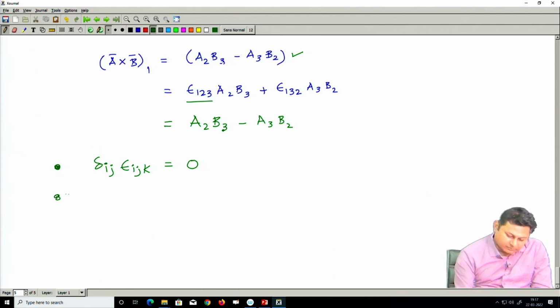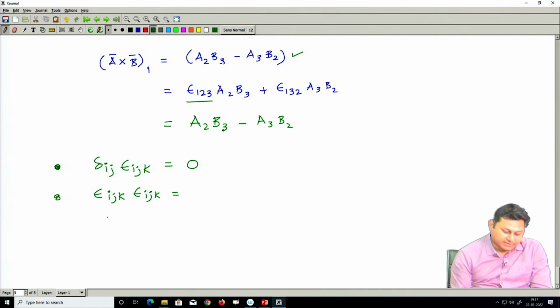Another problem: what value do we get for epsilon ijk multiplied by epsilon ijk when i, j, k are varying? Again, there are different combinations for which epsilon will be 0, because when j and k are the same, it vanishes. i is changing 1 to 3, j is changing 1 to 3, k is changing 1 to 3. Only when they are distinct do you get a meaningful value. If I add, because there is summation over the repeated indices, you will see that this value should be equal to 6.